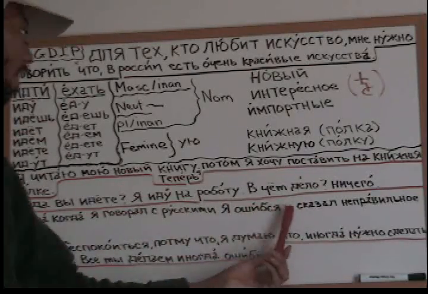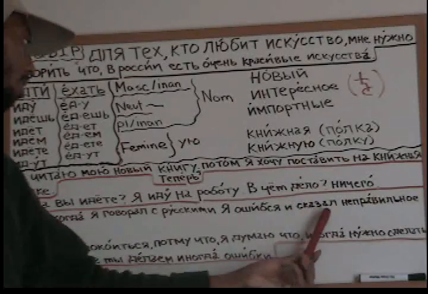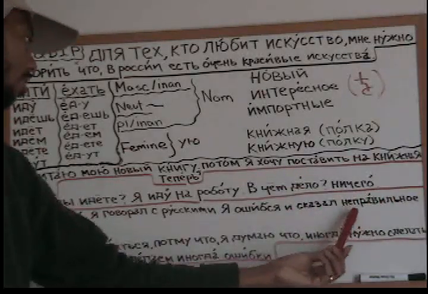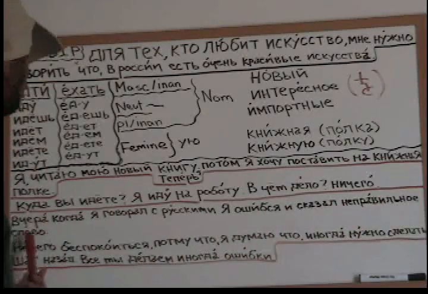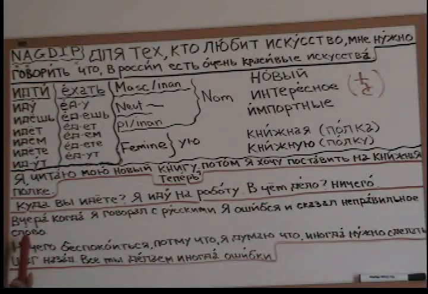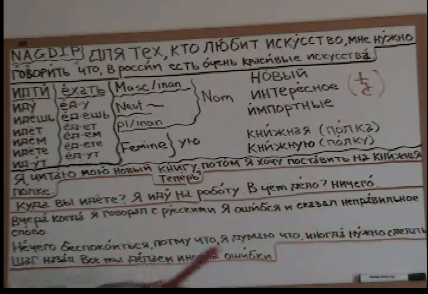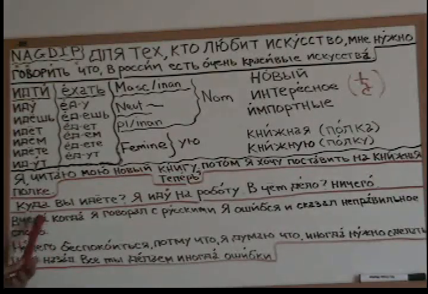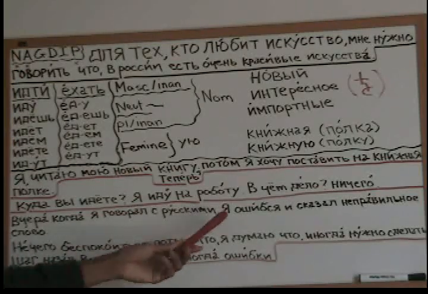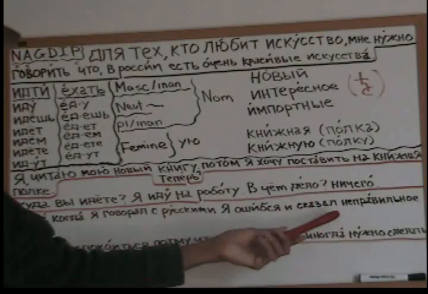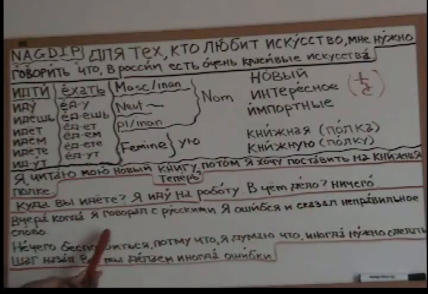Okay, so вчера, когда я говорил с русскими, so yesterday, when I spoke with Russians, я ошибся и сказал. I made a mistake and said, сказал is the past tense, неправильное, not the incorrect word. Слово, we know слово. Неправильное, okay, and that's neuter, as you can see, because this word is neuter. All right. So we just use past tense there. We haven't talked about past tense. Let's see. Okay, move on to this next one. These both correspond with each other.